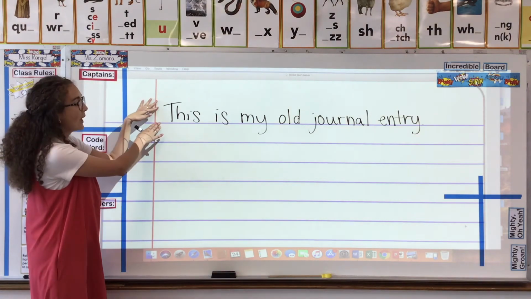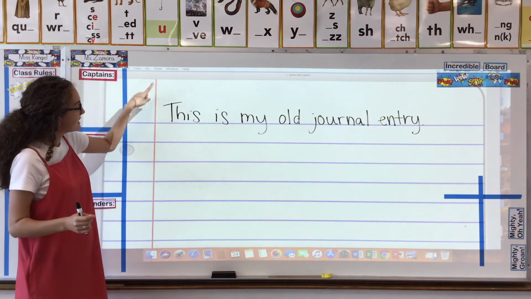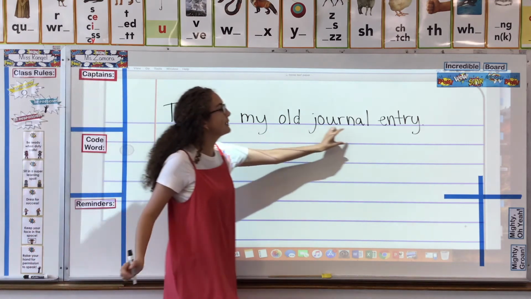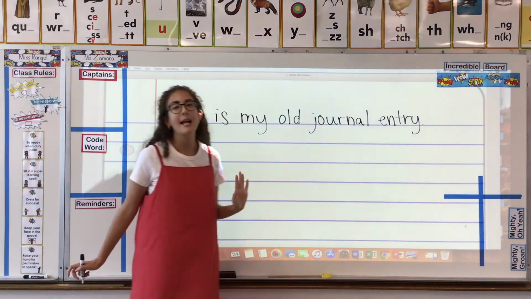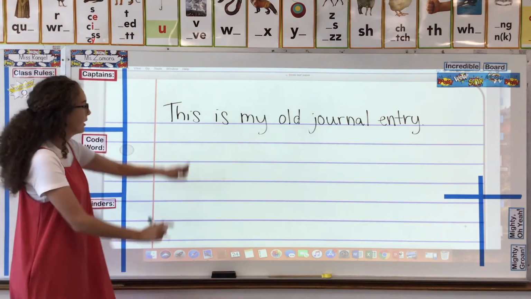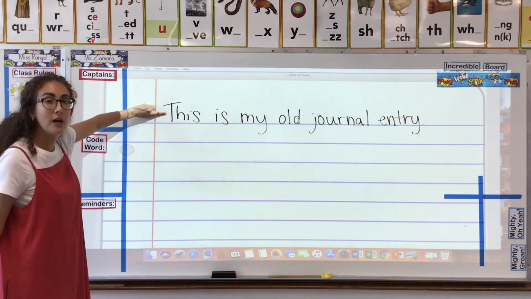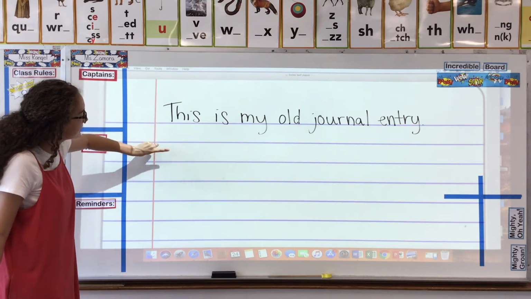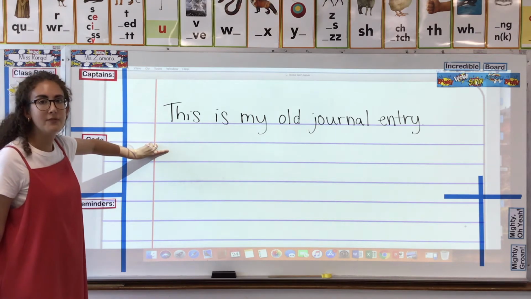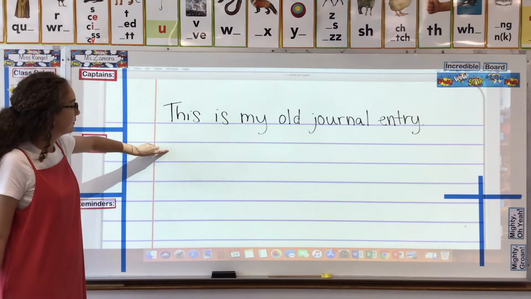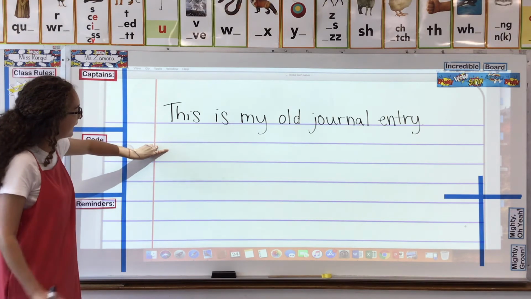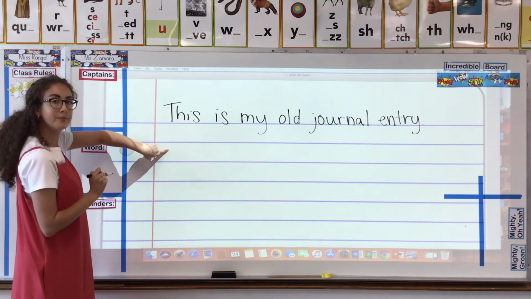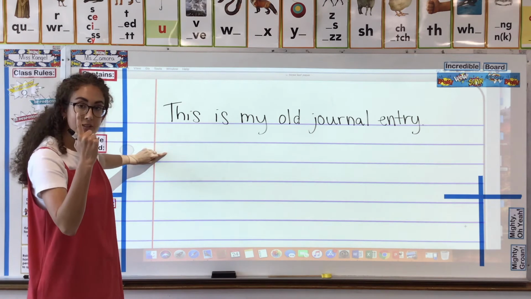So, if this is where we ended, we have to skip a line. That means there needs to be a completely blank line in between. So put your finger on the old entry, that sentence, and skip an entire line and put your finger on the next one. So skip an entire line. You totally didn't even touch this one. So that's our first step.